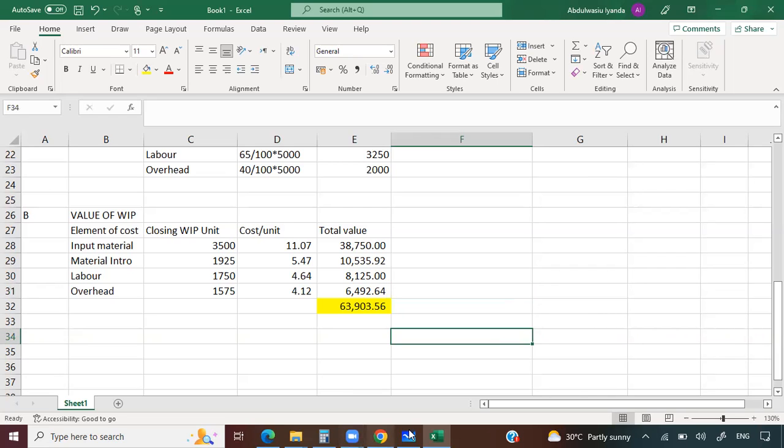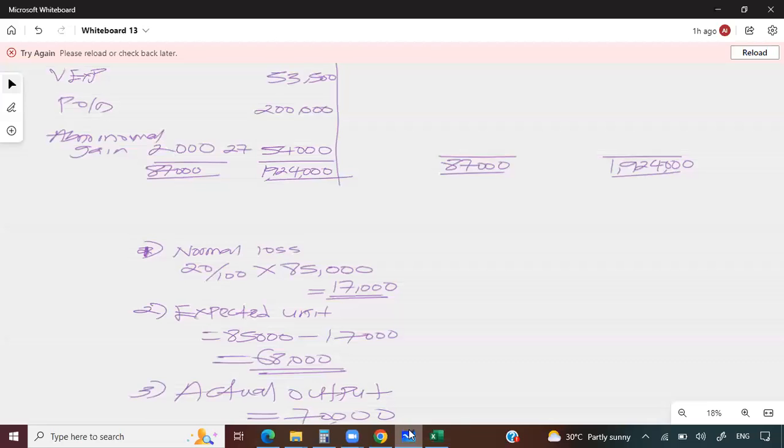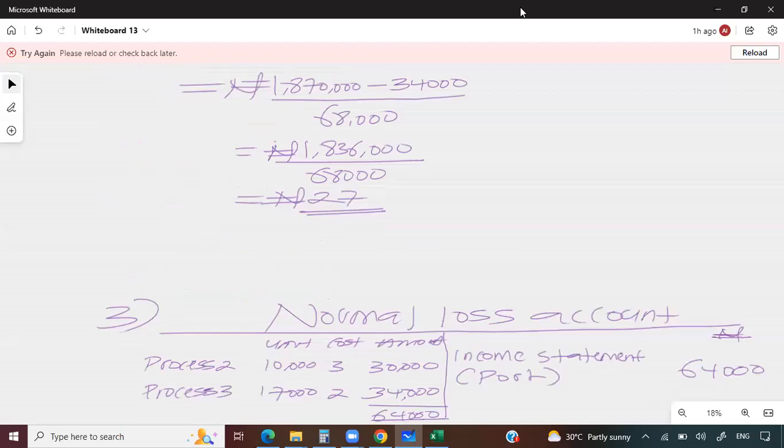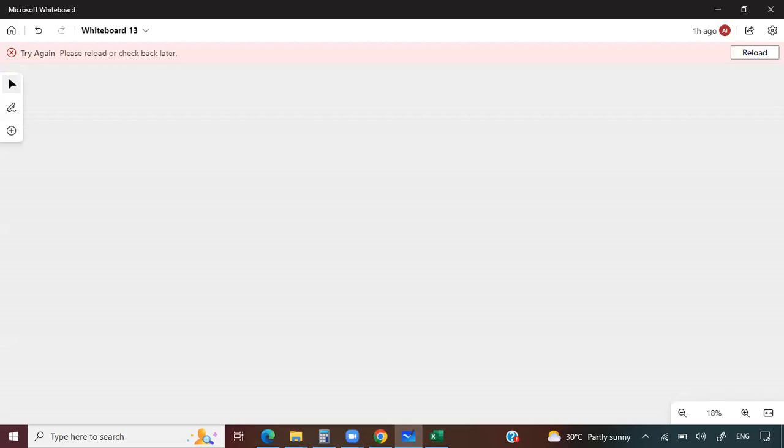All right, now. So the last requirement, before we end this class, is to prepare the process 2 account. If you want to prepare the process 2 account now, these are what we need to do. Where's my pen? Sorry.